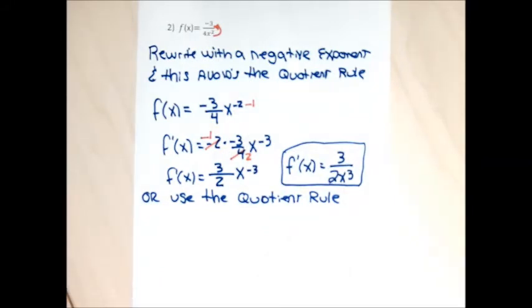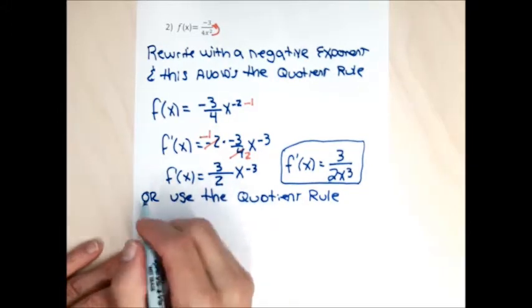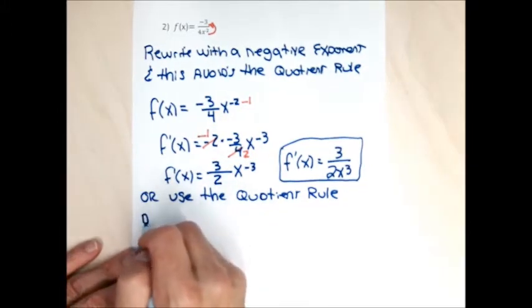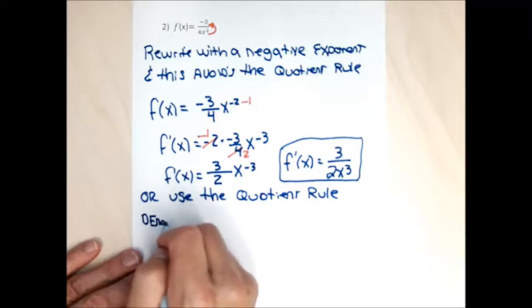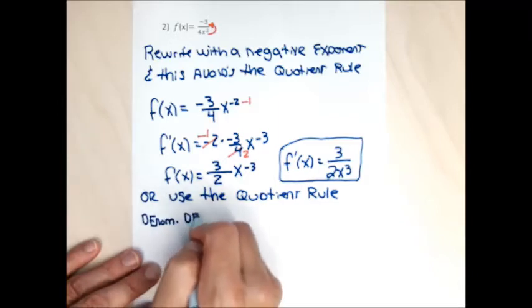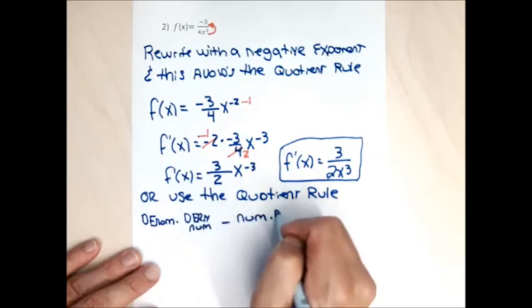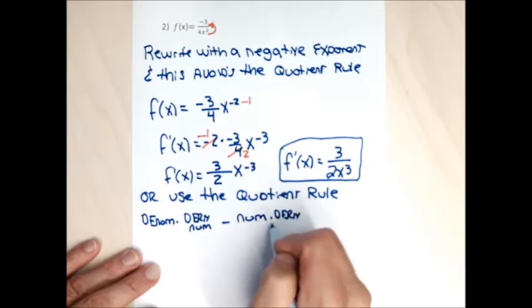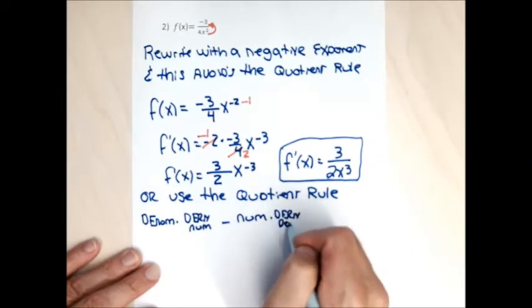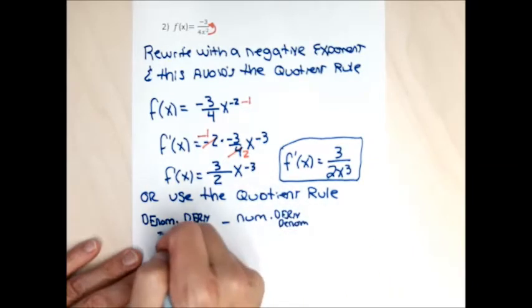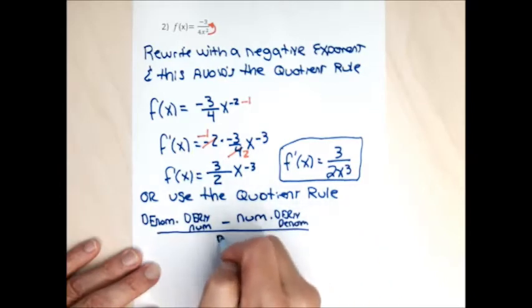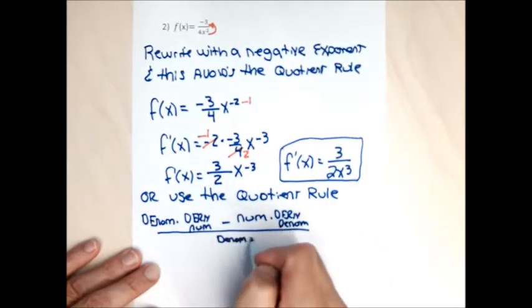That's probably the better way to do it. The other way is to use the quotient rule. Remember, the quotient rule is denominator times derivative of the numerator minus numerator times derivative of the denominator all over the denominator squared. And the hard part of this is squaring the denominator properly.